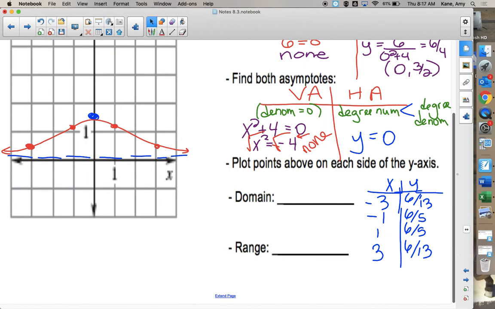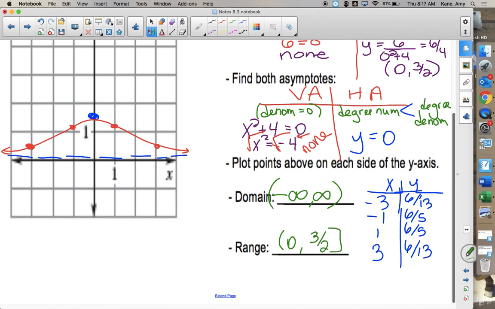This graph is totally different than any of the other ones we graphed because of that x squared on the bottom. It makes a mound. And it looks like a baseball mound or a little hill. The domain is negative infinity to positive infinity. What's the range? Peter, what's the range? Would be 0, 3 halves. Yeah, so the domain is negative infinity to positive infinity because it goes on forever. But the range would be from 0 up to 3 halves. That 3 halves gets a bracket because it's a point on the graph.